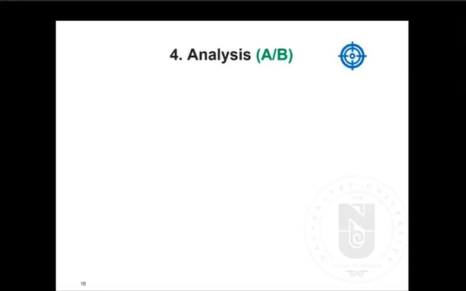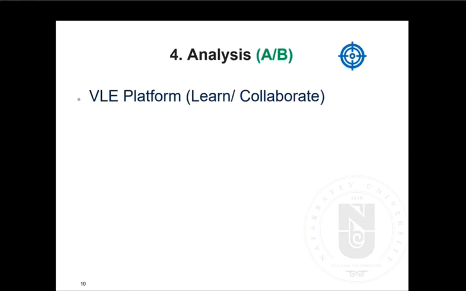Okay, so the analysis here. The first thing is the VLE, the virtual learning educational platform, so it's Learn, Collaborate. It's not the newest, and I think the main problem was Collaborate. I'll go back: we did actually move on to Teams a few months later. The institution realized Collaborate was just not good enough.